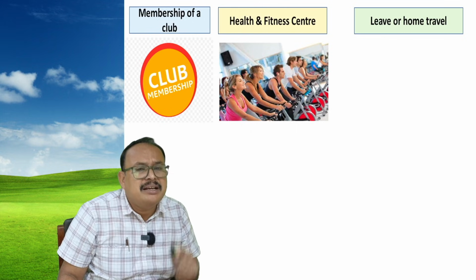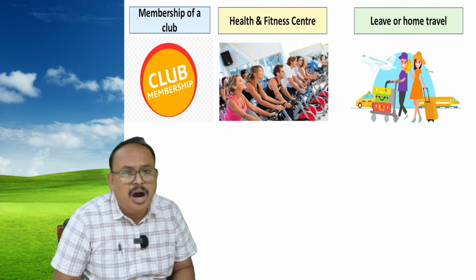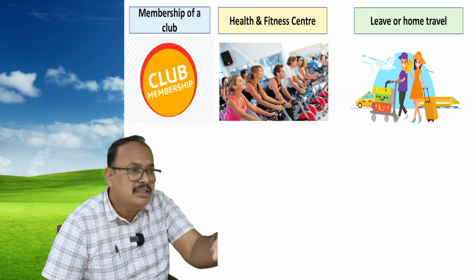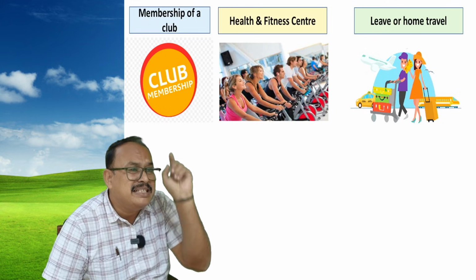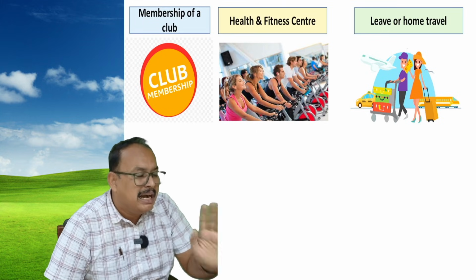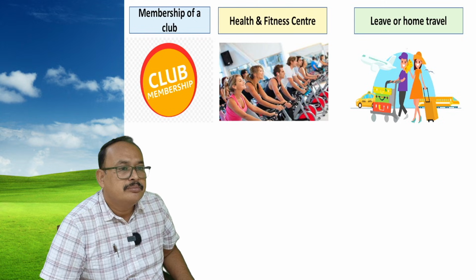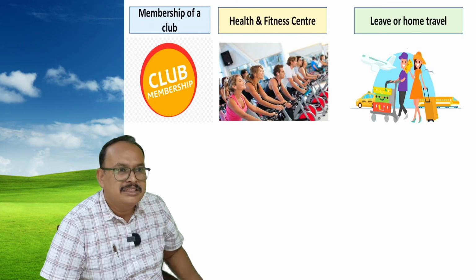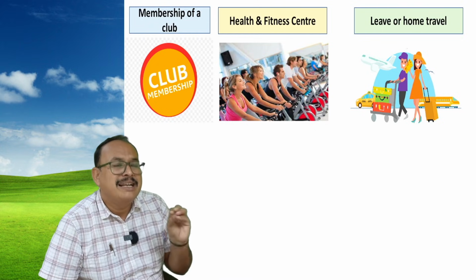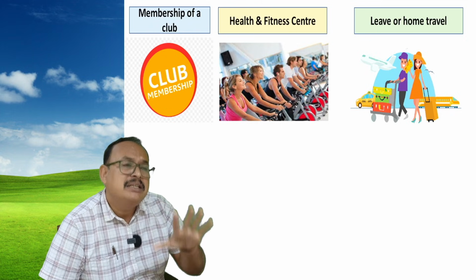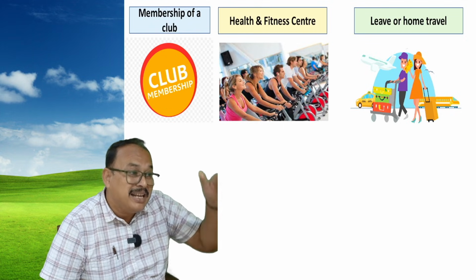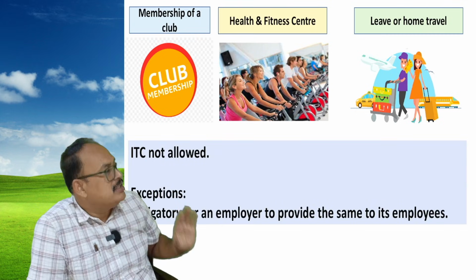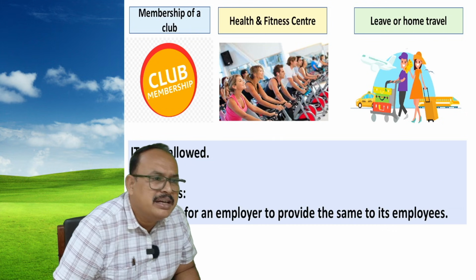Whereas for membership of a club, health insurance, health services, fitness services, leave or home travel services, ITC is allowed only if it is an obligation on the employer to provide to the employee. Otherwise, no. Similar line of business also no. Element of composite supply also no. It is a separate supply. It is qualified only when the employer provides it to the employee under the obligation of a law. Otherwise, ITC is blocked. Is the difference clear? Not allowed ITC. Got the clarity? Any difficulty, my dear sir?